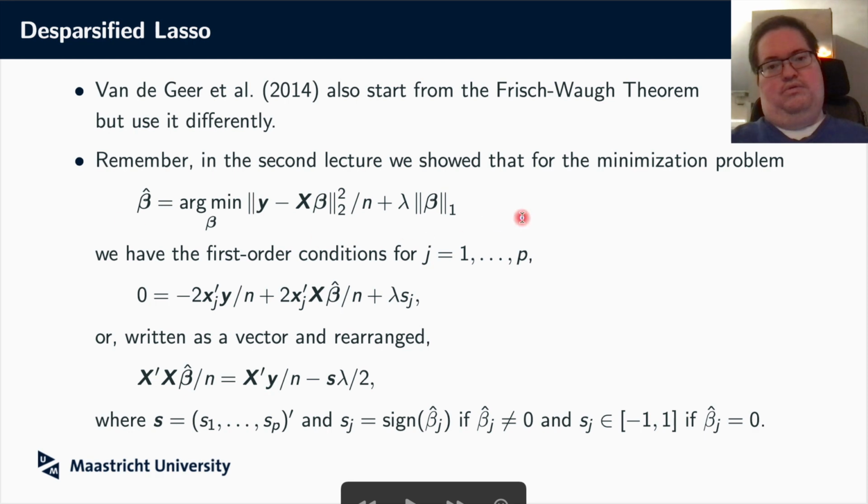So take the lasso, standard form, and remember what we showed in the earlier lectures: we had this first order condition where this Sj, the subdifferential, was either equal to 1 or minus 1 if beta j hat was not 0, or some value in the interval between minus 1 and 1 for beta j hat equal to 0. Well, we can of course also write that in vector form. So we put all the first order conditions for j is 1 to p together, and then we get these first order conditions where I just move some stuff to the other side.